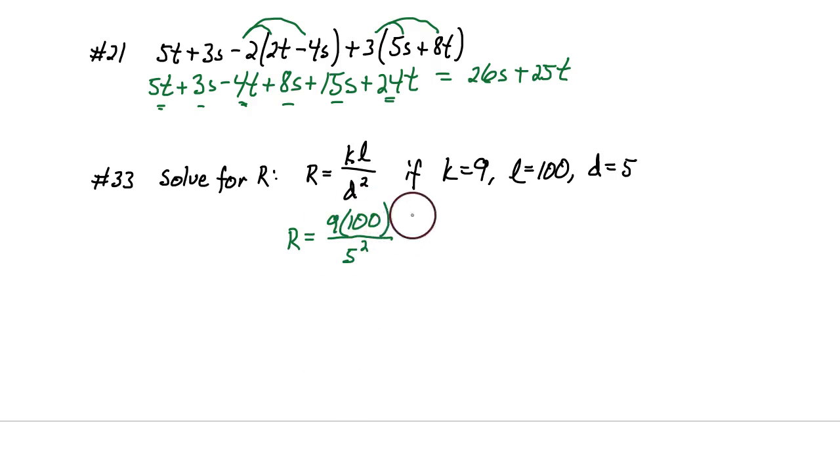Now let's simplify this expression. We have 9 times 100 divided by 25. We could multiply 9 times 100 first and then divide, but that makes quite a large number to divide by 25. Let's first divide the 100 by the 25, which makes 4. And then 9 times 4 is 36.